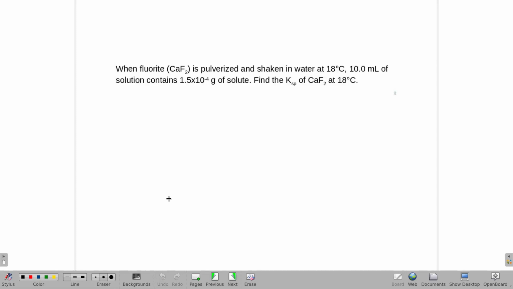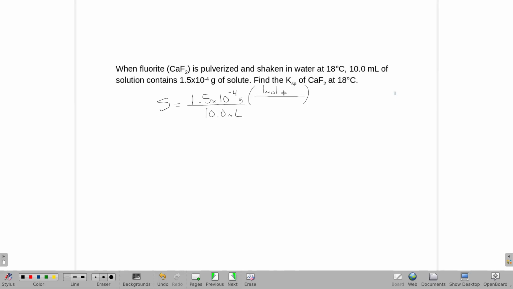Alright, one more. Going to go from a different perspective. I didn't give you the solubility quite the same way, because I told you the mass and a volume of just 10 milliliters, pulverized and shaken. We are going to use those two values to figure out what the solubility is. Then we're going to convert that into molar solubility.